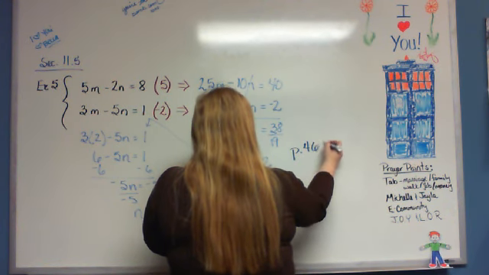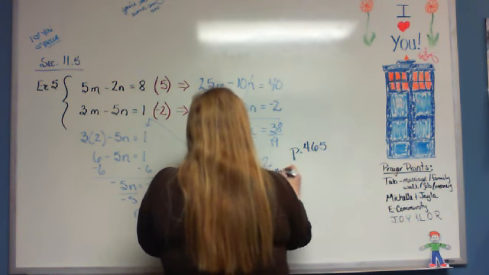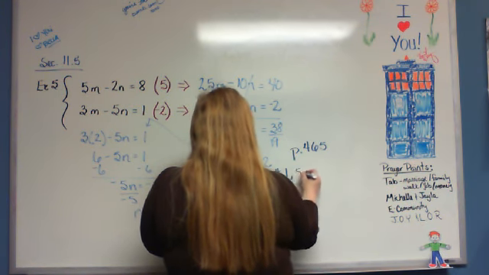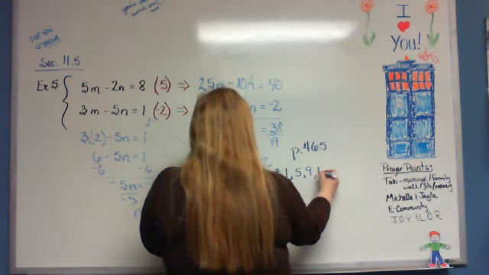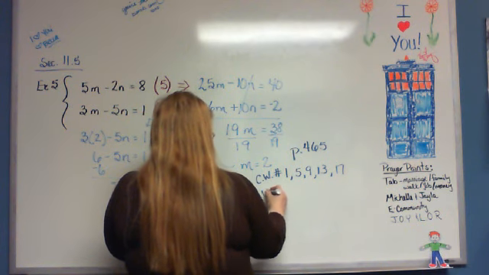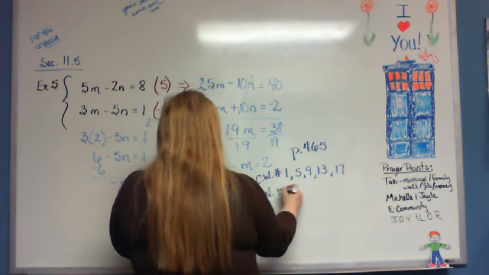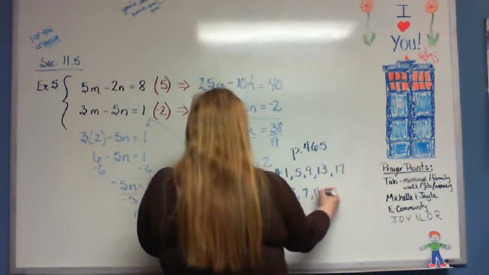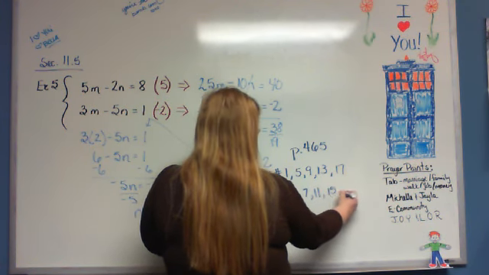Classwork and homework. Classwork is numbers 1, 5, 9, 13, and 17. And then homework is numbers 3, 7, 11, 15, and 19.